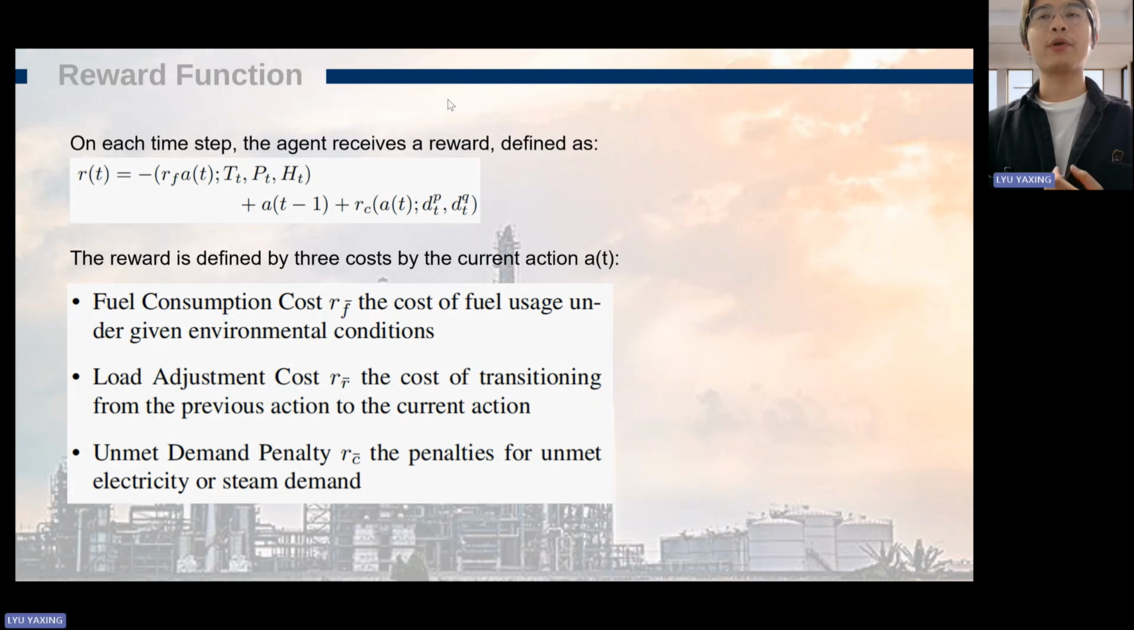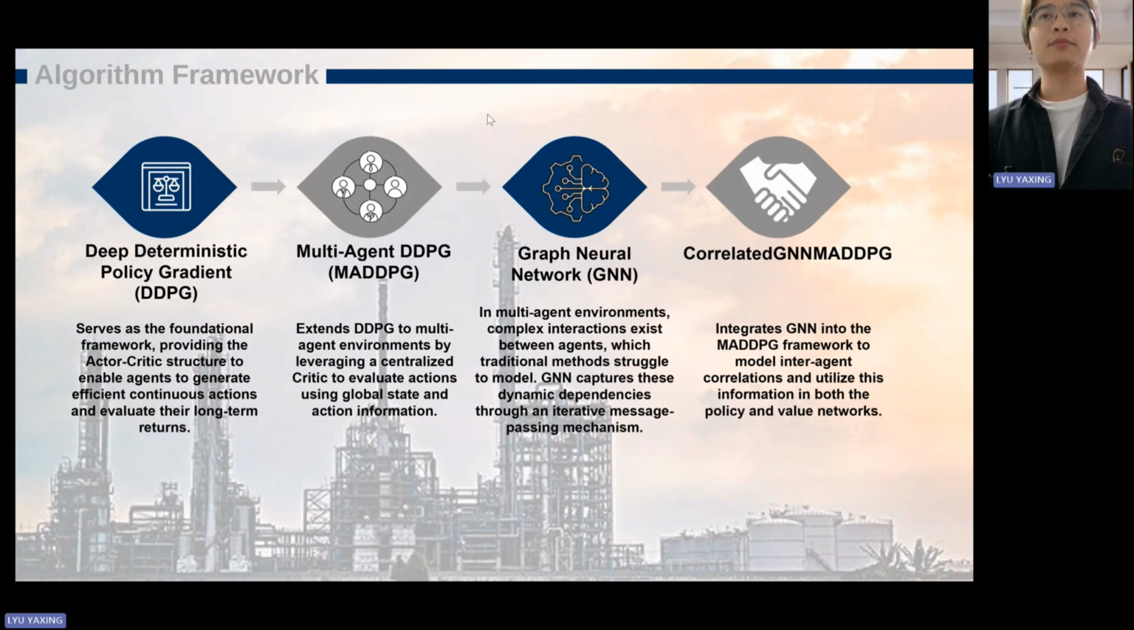Reward function. The reward is calculated to encourage sustainable operation. It considers fuel consumption cost, encouraging efficiency; load adjustment cost, minimizing the cost of transitioning between actions; and unmet demand penalty, reducing penalties for unmet electricity and steam demand. Now let's move to the algorithm framework that drives this process.